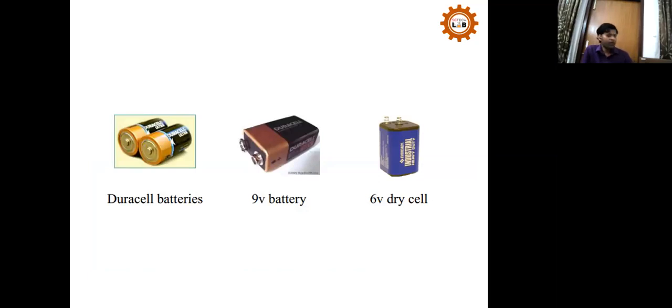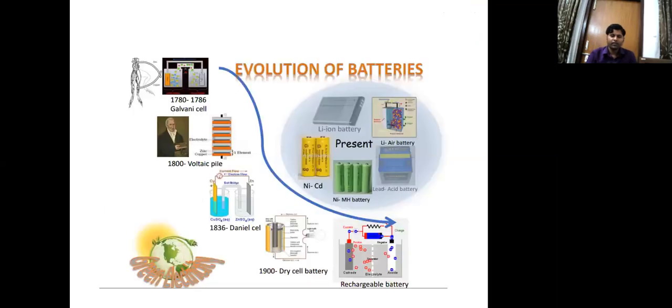Then we know about batteries, as you have already used them in our daily life: small batteries you have seen, 9 volt, 6 volt, or 12 volt batteries, and some bigger batteries like the lead acid battery you might have seen. This battery is the one we use most frequently. So I will talk a little bit about the history of batteries, when it started and what its status is.